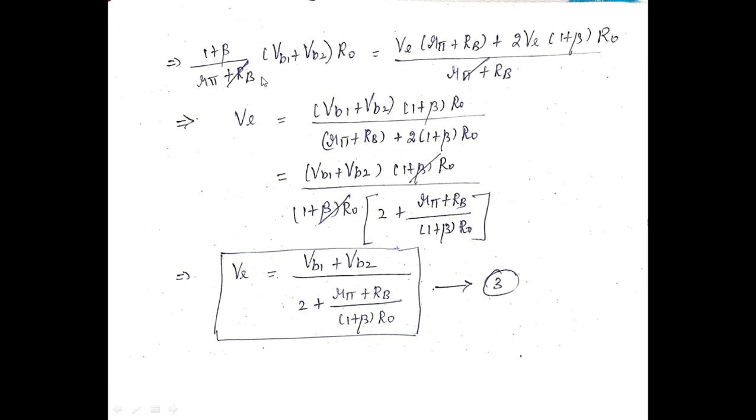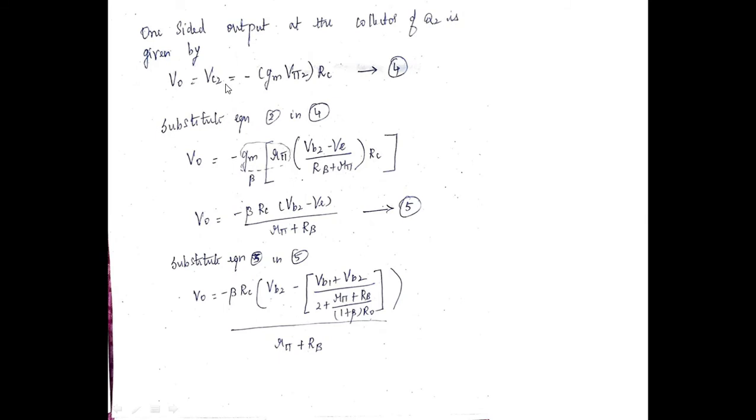From this, I'm cancelling Rπ plus RB and Rπ plus RB. By solving this equation, I got VE equal to (VB1 + VB2) into (1 + beta) R0 divided by the term (Rπ + RB + 2(1 + beta) R0), and (1 + beta) has been cancelling. So I'm getting the final equation for my emitter voltage as VE equal to (VB1 + VB2) divided by 2 plus (Rπ + RB) divided by (1 + beta) R0. This is going to be considered equation number 3.